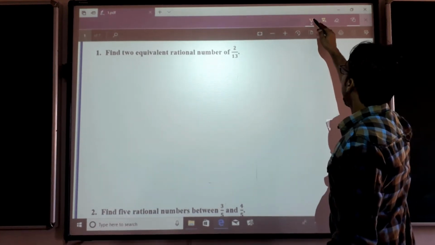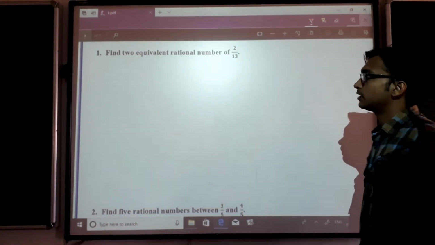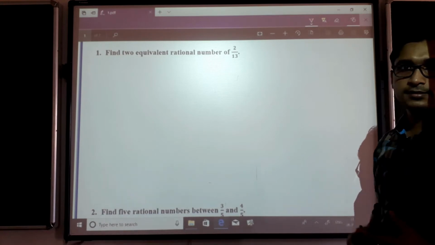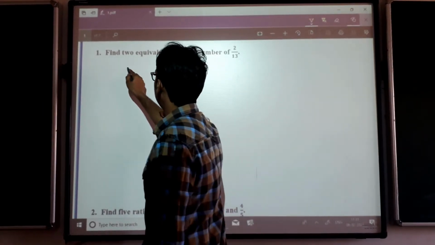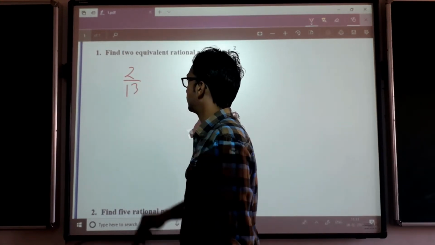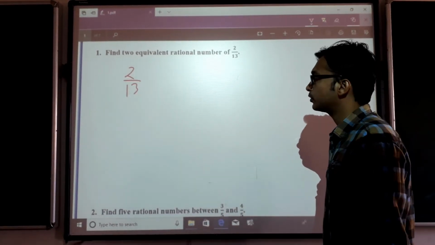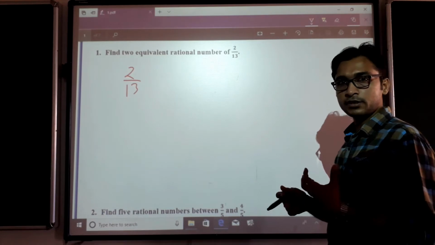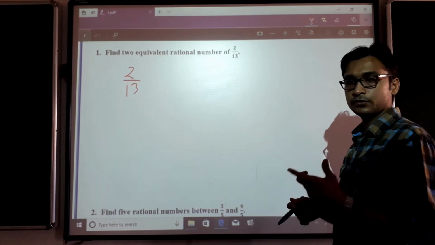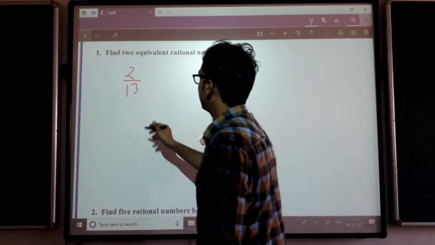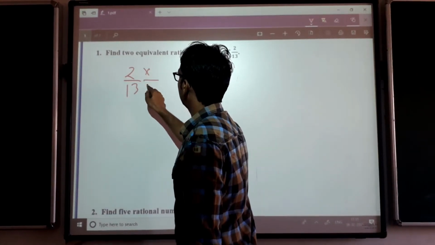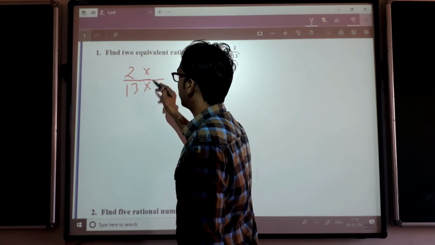So we need to find two equivalent rational numbers of 2 upon 13. It's very easy to find out. We first write simply here 2 upon 13. Clear? Now you are free to select any number. You can select a 2, you can select a 3, you can select a 4, and then simply multiply both numerator and denominator by that number.